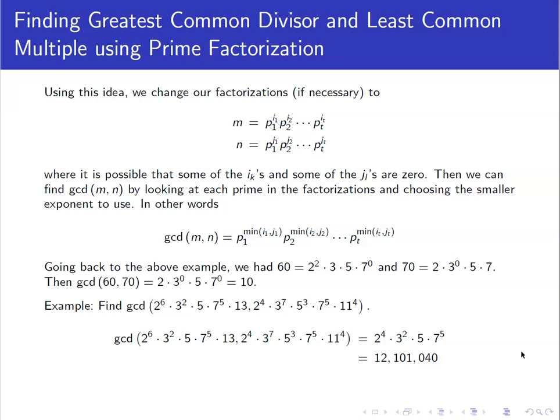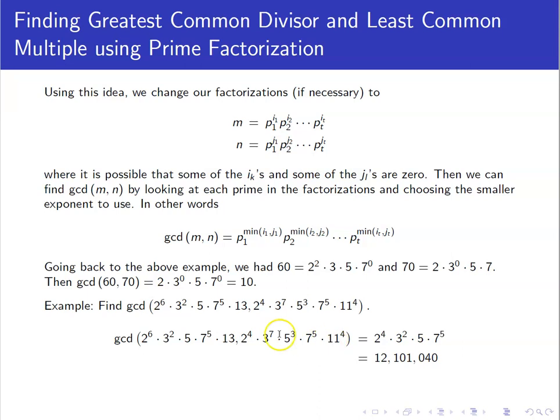Let's look at a second example where we have two numbers already given to us in prime factorization form and asks us to find the GCD. So we've got 2 to the 6th times 3 squared times 5 times 7 to the 5th times 13 for the first number. We've got 2 to the 4th times 3 to the 7th times 5 cubed times 7 to the 5th times 11 to the 4th for the second number.